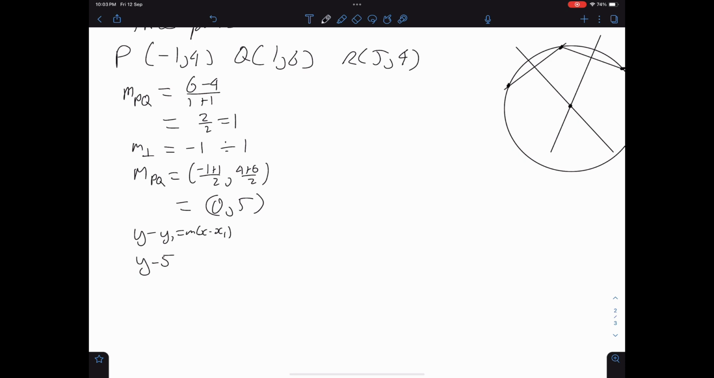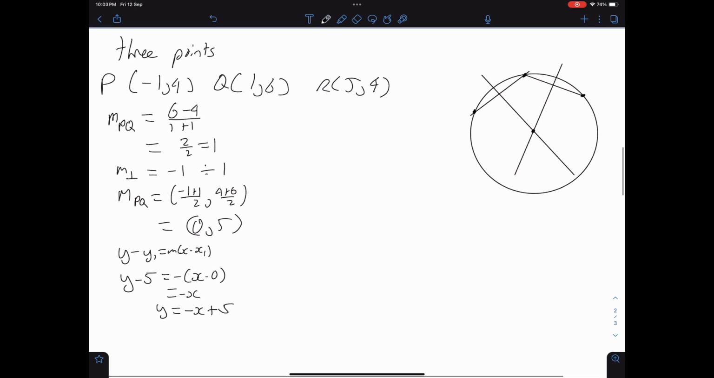And that would be y minus 5 equals minus x minus 0. That's minus x, so y equals minus x plus 5. And then we'd do the same for Q and R, maybe, or P and R, that would work as well, but we'll work on Q and R. The gradient is 4 minus 6 over 5 minus 1, so that's minus 2 over 4, which is minus 1 half. And then the perpendicular gradient will be minus 1 divided by minus 1 half, which is equal to 2.